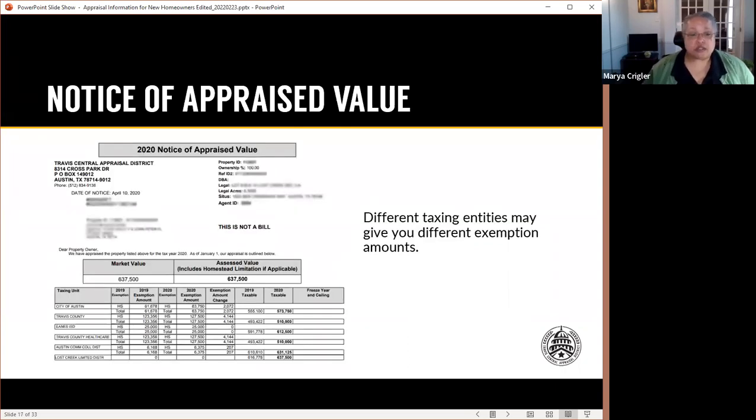You'll notice on the notice, I'm going to list for you what your market value is. And then if you have any assessed value, which will include your homestead limitation, that will be listed on your notice of appraised value as well. And then we'll list for you all of your taxing entities and any exemptions and the amount of those exemptions that you may be qualified for. So your notice of appraised value is going to be another place that you can look to verify that you are getting the exemptions that you're entitled to, and you'll be able to see exactly how much that exemption for each taxing entity is worth.